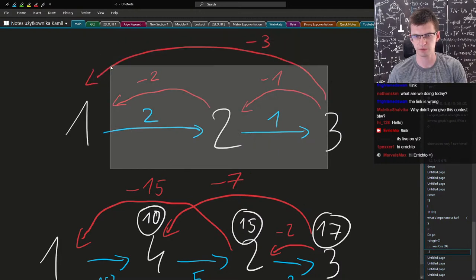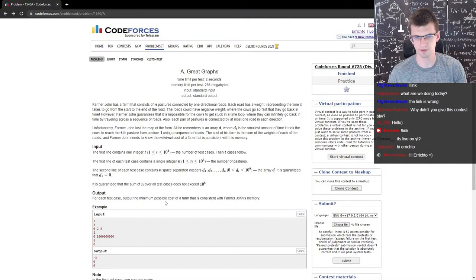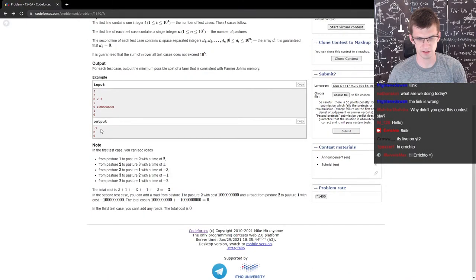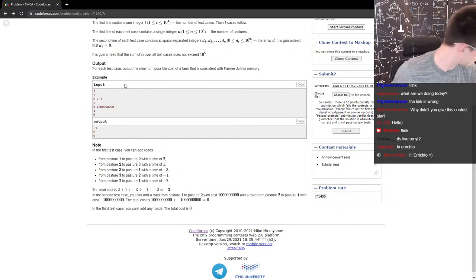10, 1, minus 2, minus 1, plus 3, that's minus 3. Minus 3 indeed. And the other samples are very small. Not very meaningful.